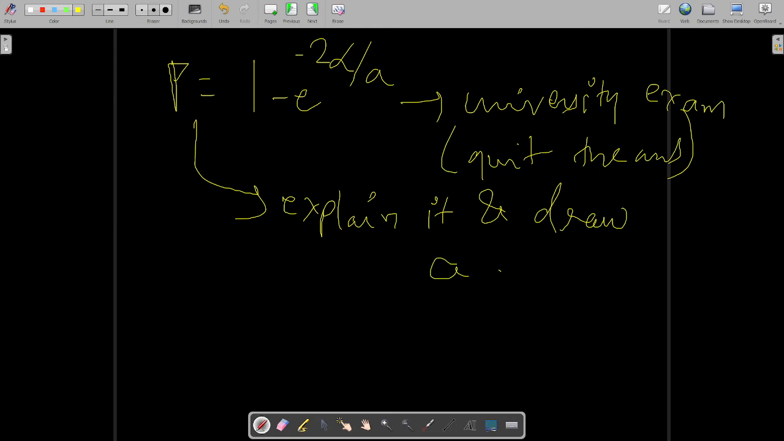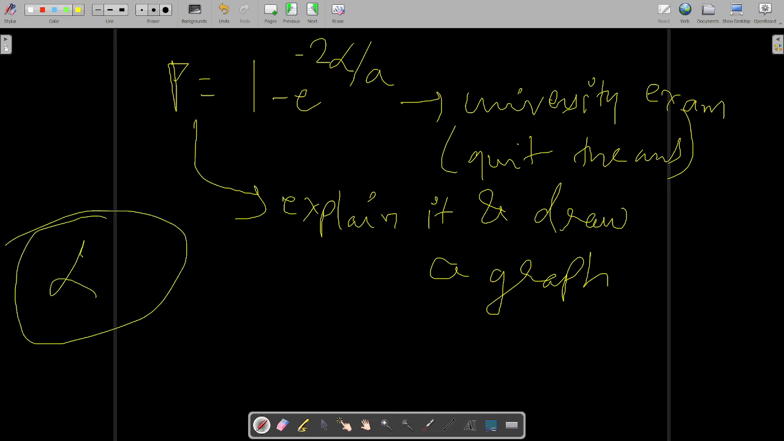So if I try to explain it and draw its graph, clearly the graph will depend on alpha. What is P? P is a function of alpha, right? So you will draw a graph of P(alpha) against alpha.